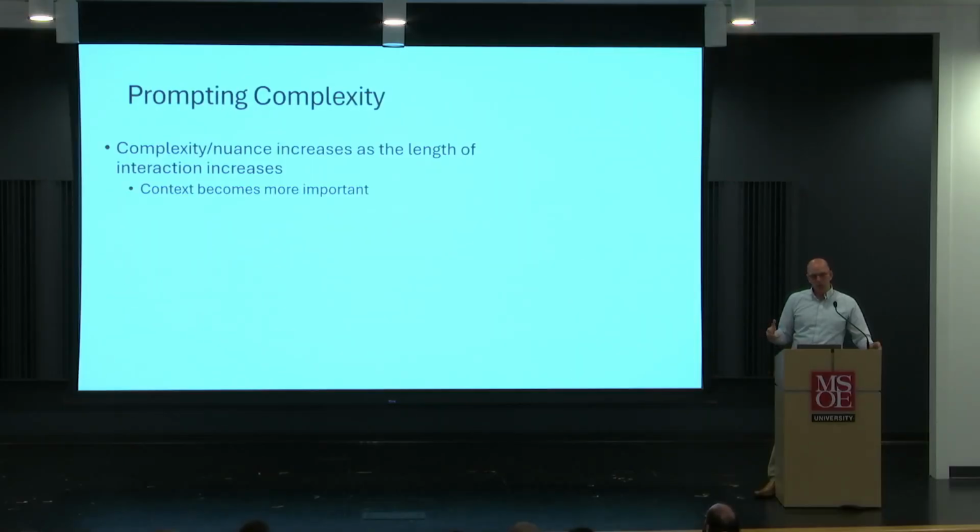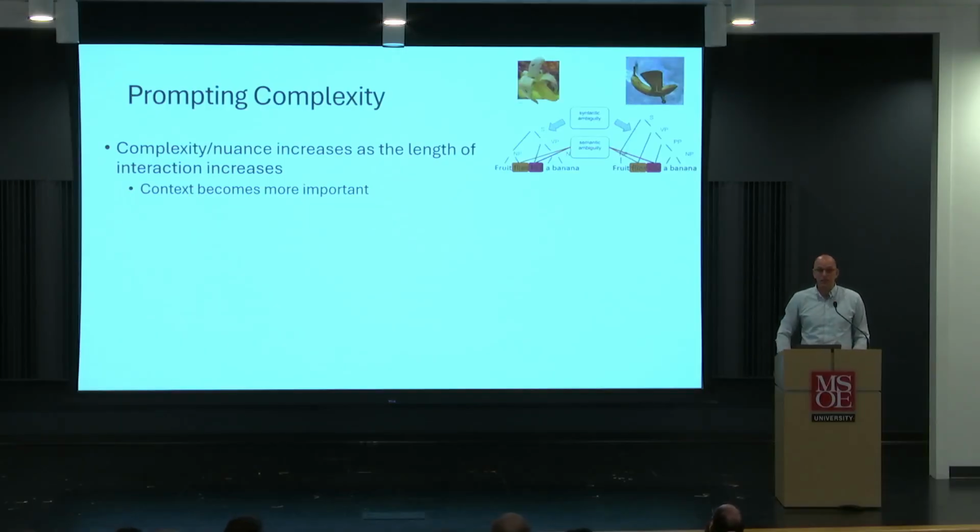It turns out that when we prompt these systems, the complexity and nuance increases as the interaction length increases. And context really matters. So if I say fruit flies like a banana, what does that mean to you? It actually has two meanings. They're both shown in pictures up there. You could interpret it two ways, probably more than just two. You could be talking about fruit flies, like the insect, or you could be talking about the verb, like, the fruit flies, right? How do you know which is correct?